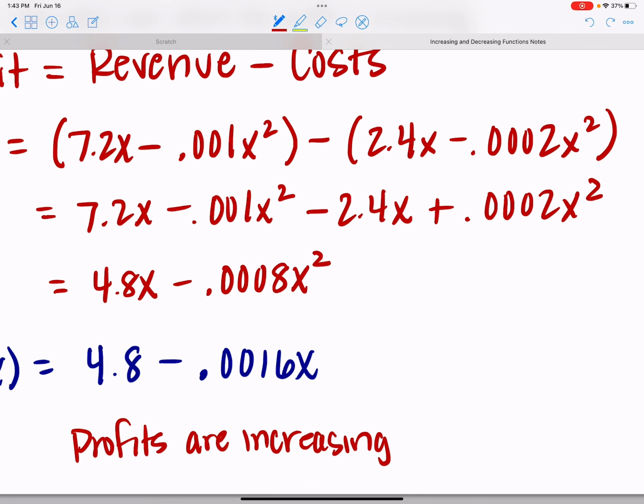But if we're doing this in words, it wouldn't make a lot of sense to say it that way. Increasing over the interval from 0 to 3,000. You could say it like this, but I would prefer a sentence like: profits are increasing when between 0 and 3,000 toys are manufactured. That would make a little more sense in the context. And you would say strictly between 0 and 3,000 because we don't want to include the 0 or the 3,000.